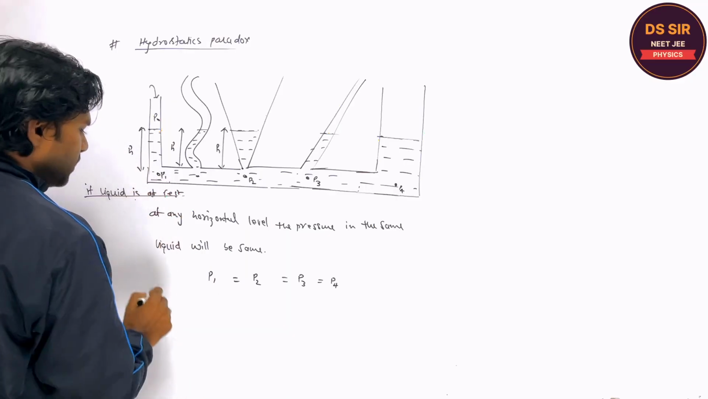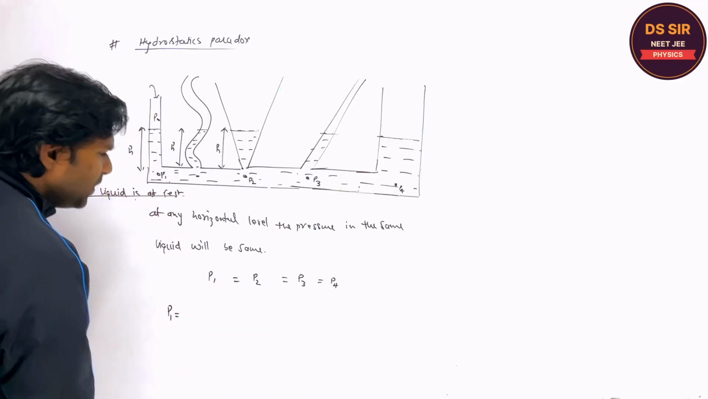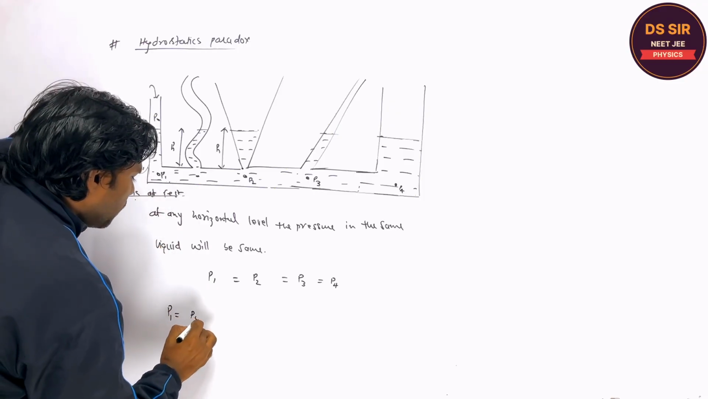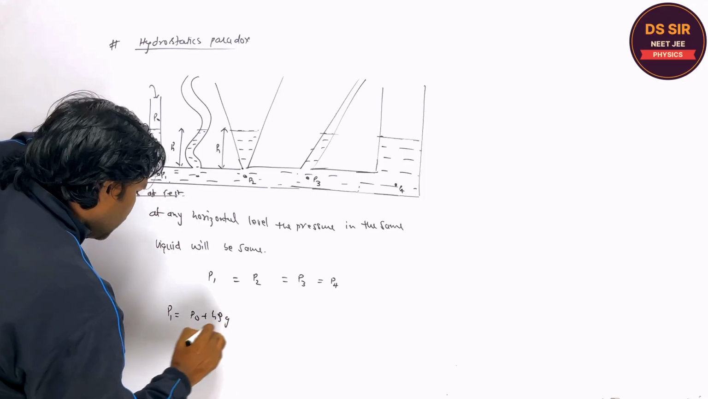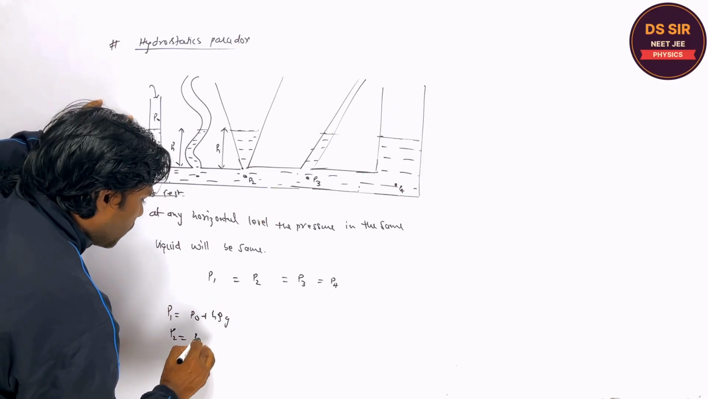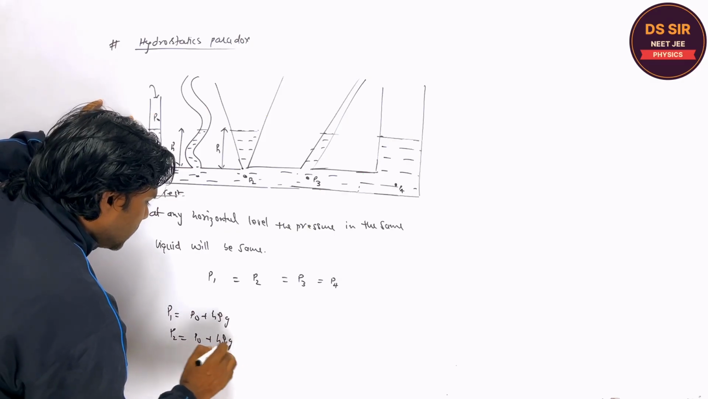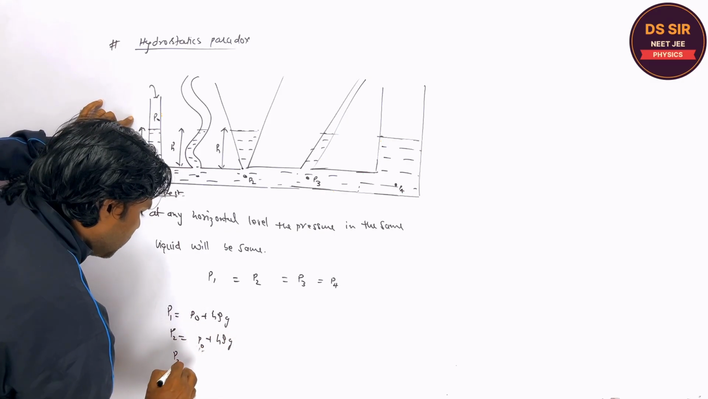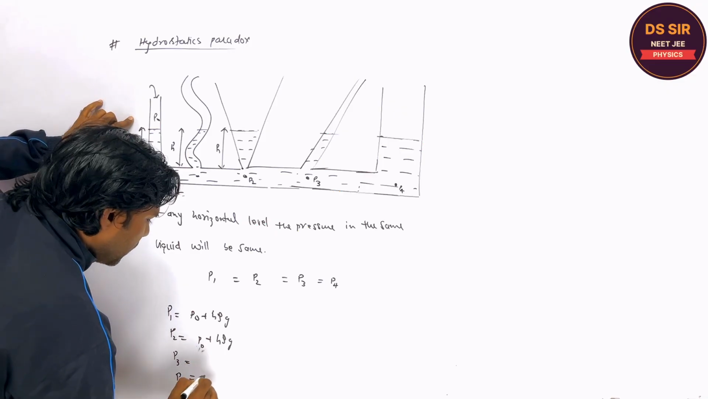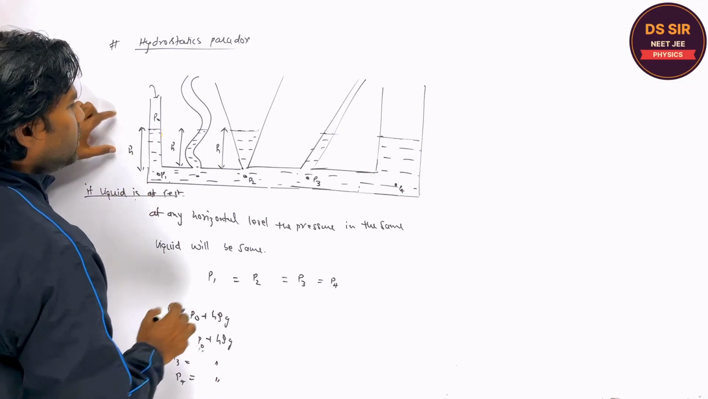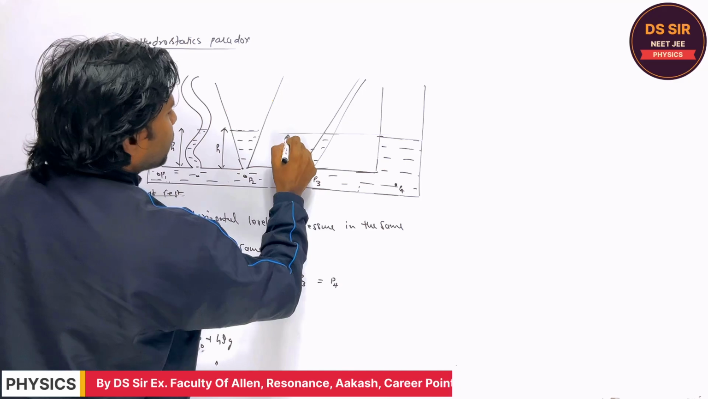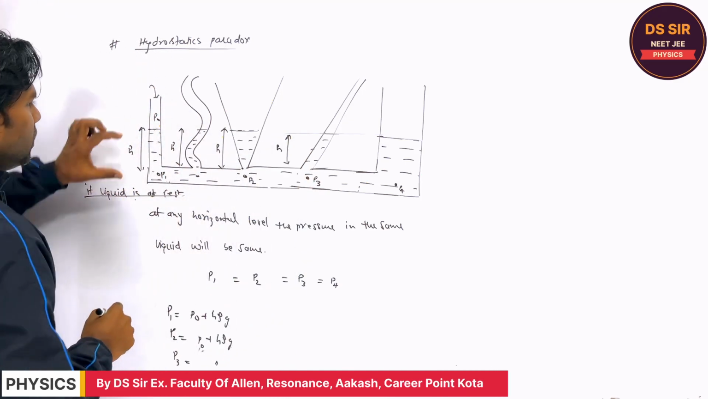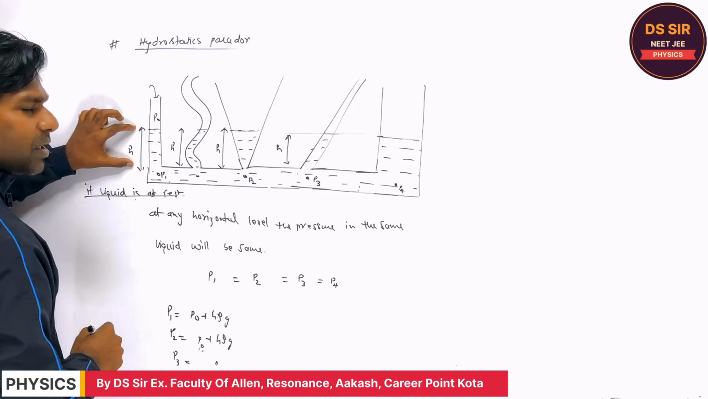And what is P1? P1 is equal to P0 plus h rho g, and P2 is equal to what? P0 plus h rho g. Is it clear? And in the same way, P3 and P4 also, right? P0 plus h rho g. Therefore, the height rise in the column will be the same. Suppose this is the height rise, right?